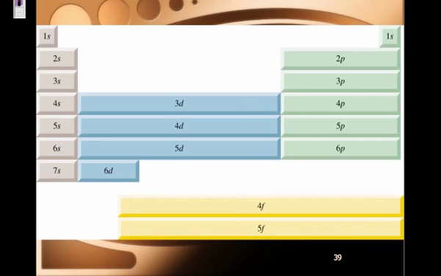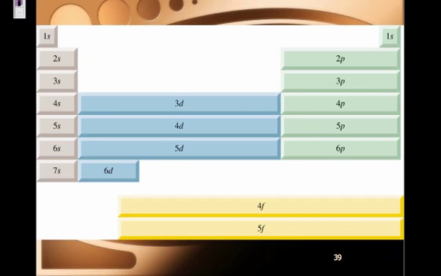How about the P block? How many electrons can fill the P block? 6. So if we count 1, 2, 3, 4, 5, 6, there's 6 there. D block should have how many? 10. If we count 1, 2, 3, 4, 5, 6, 7, 8, 9, 10 across. And then F can hold 14. If we count 1, 2, 3, 4, 5, 6, 7, 8, 9, 10, 11, 12, 13, 14.